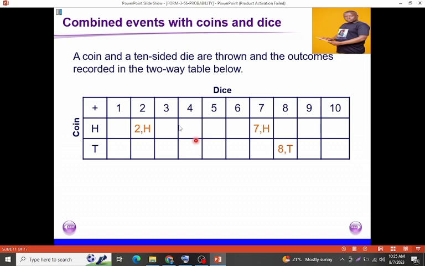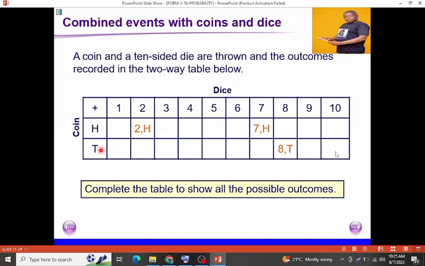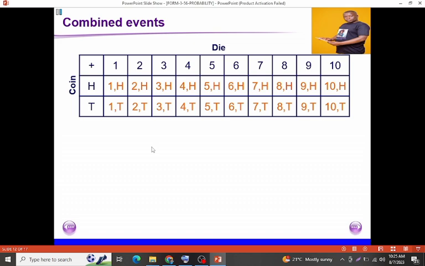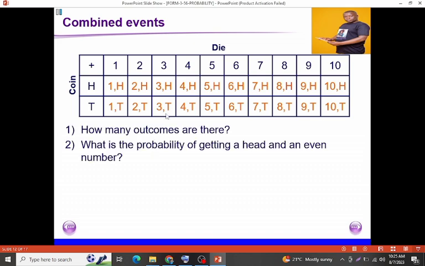For example, here combine a 5 with a head, it will give you 5 comma head. Or 10 with a tail, here it will be 10 comma tail. So complete the table. This is for you to do. You can do this one. Okay, complete it. When you complete it, it's going to look like this.